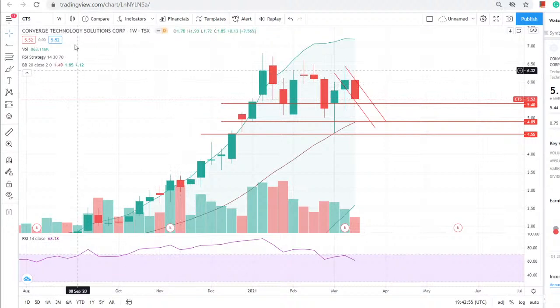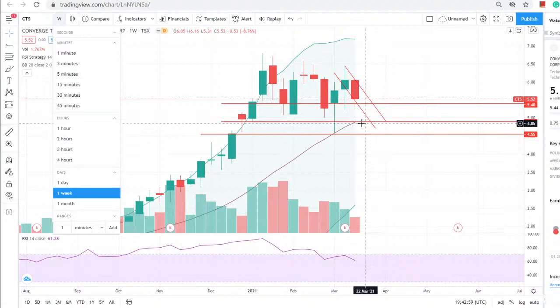So it would be better to exit and wait for it to fall to this support. Yes, you can exit at around 6 or 6.25 if you're lucky enough. Weekly, around 6.25 would be a good exit point.